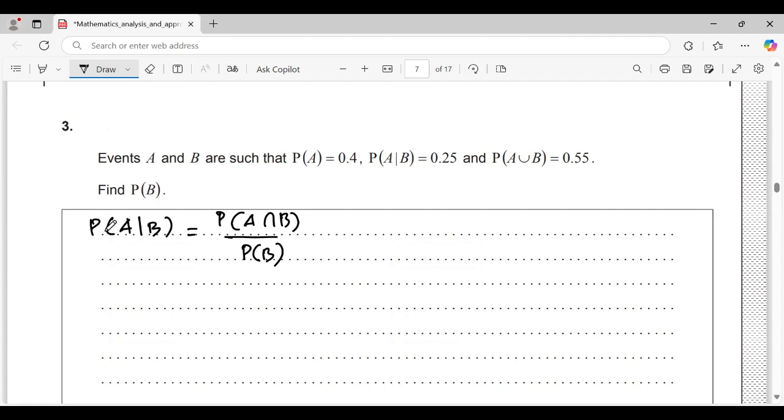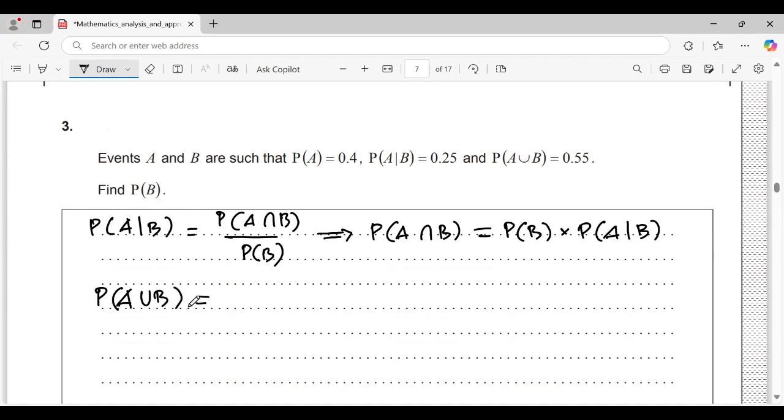So we can rearrange this formula: the probability of A intersection B equals the probability of B multiplied by the conditional probability of A given B. In probability, we have the formula that the probability of A union B is the probability of A plus the probability of B minus the probability of A intersection B. Now I will substitute this expression for the probability of A intersection B into here.